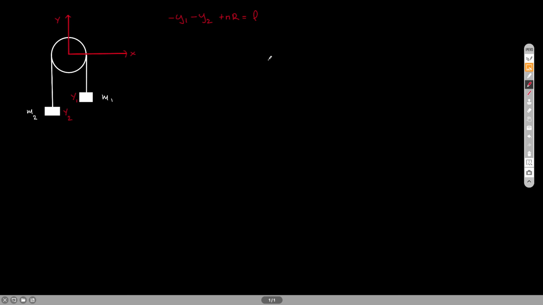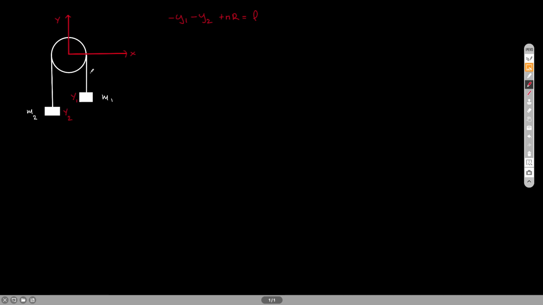In this video, I will give you one of the most simple examples of how to use Lagrange's equations. What I have here is a string that passes over a pulley, and I have mass 1 and mass 2. I have chosen the coordinate system so that the origin is at the center of the pulley, plus x, plus y. I am specifying the position of m1 with y1 and the position of m2 with y2. They're both on the y-axis.